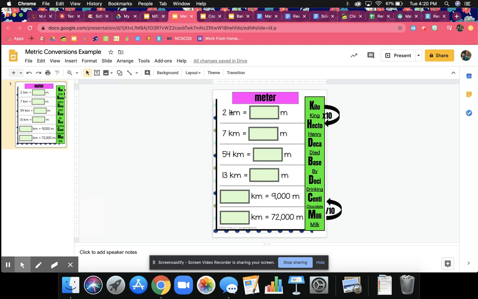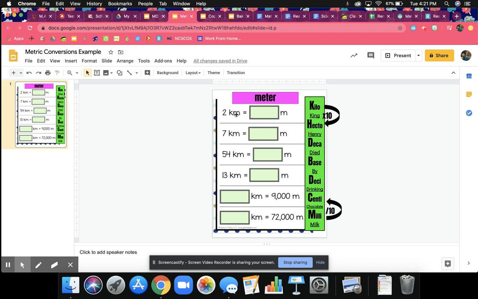So you see you have kilometers, meters on this sheet. So your base unit is meter. So remember, when you are going down, you multiply by 10. When you're going up, you divide by 10. So let's look at our first one.